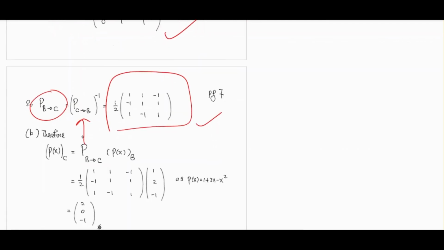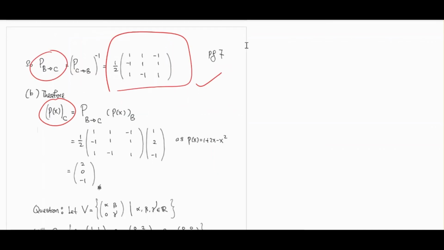Therefore, if you have to find the coordinates of the polynomial p(x) right here relative to basis C, you know that this is actually what we need to have. So this is the proper transition matrix. If this is the information that we have, 1, 2, -1, pretty easily using the standard basis, then the coordinates of this polynomial relative to basis C will be computed this way.